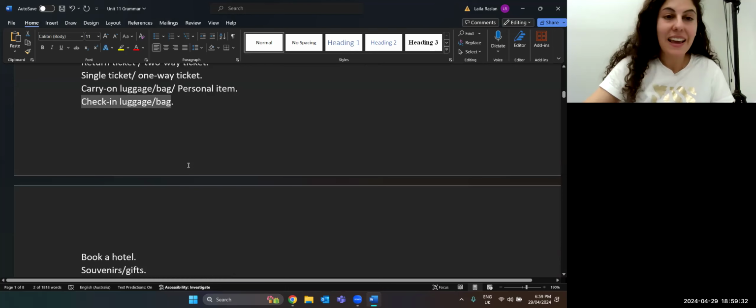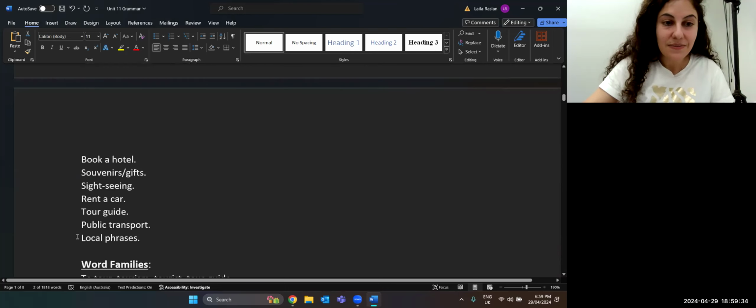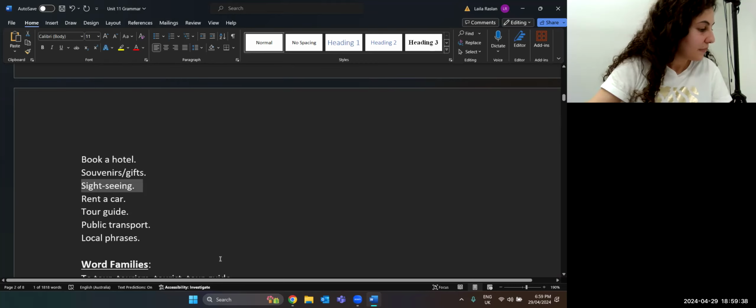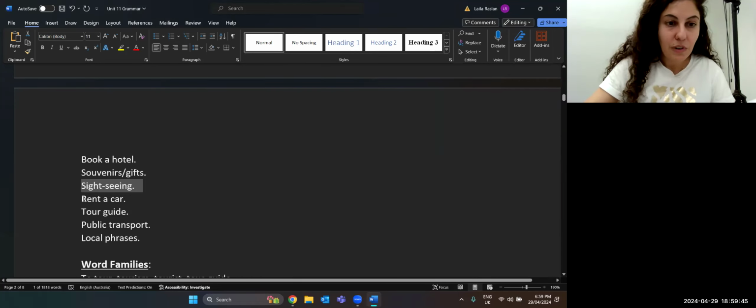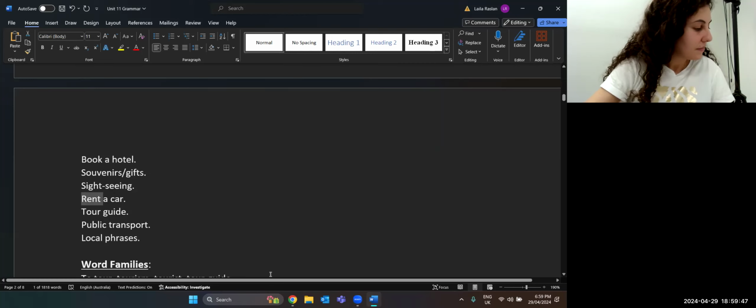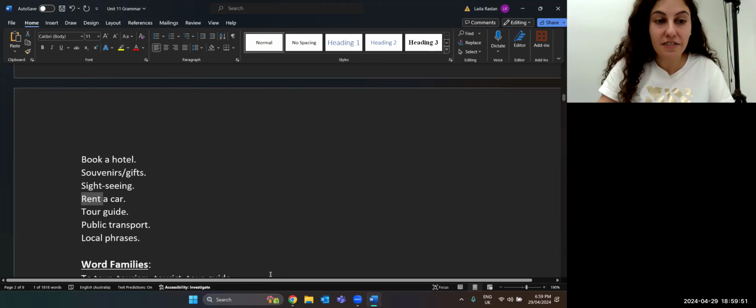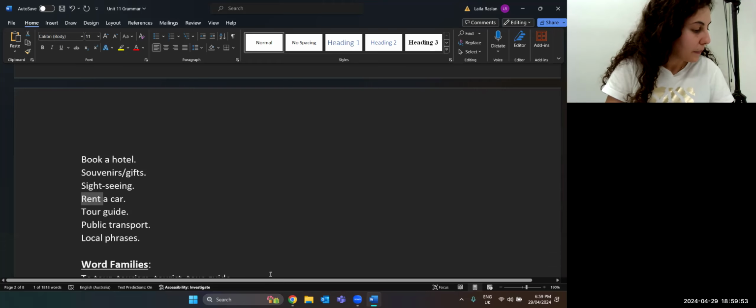Looking at famous and interesting places, sightseeing. Pay to use something. Rent for a certain amount of time. Maybe you want to rent a car for 5 days or 1 week.